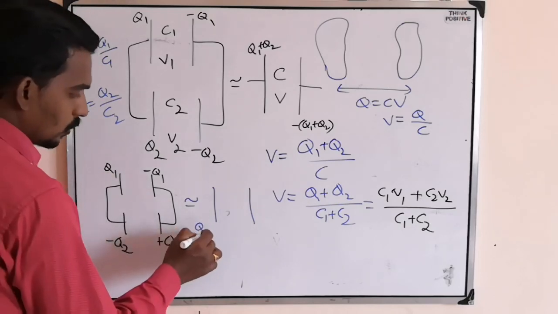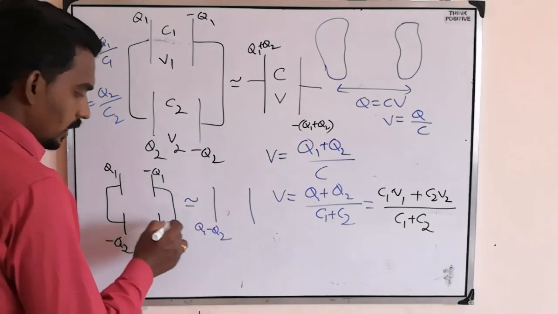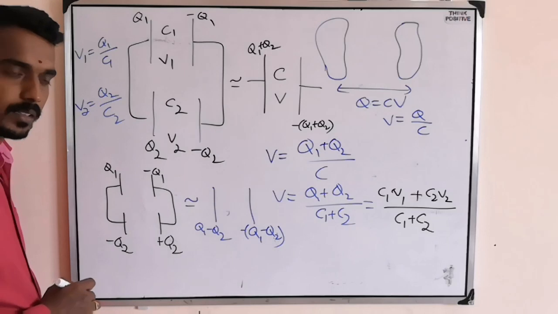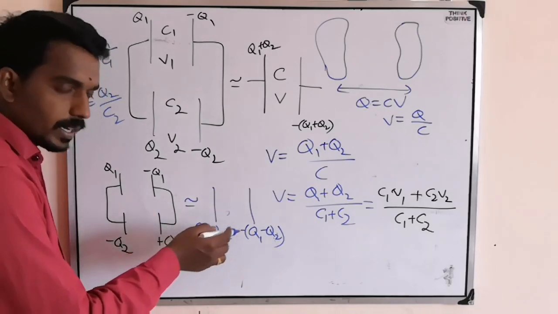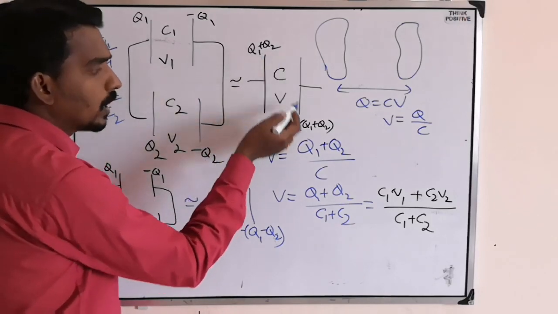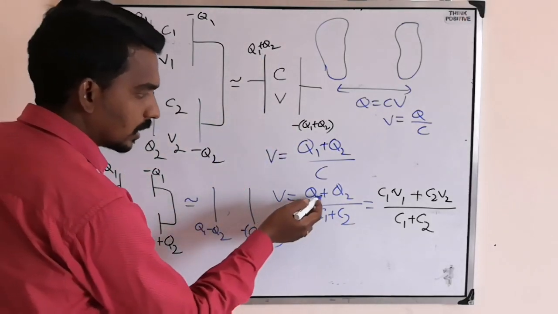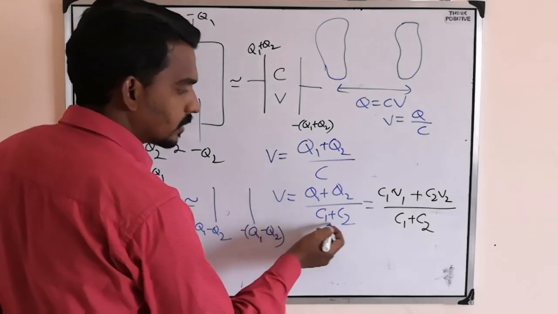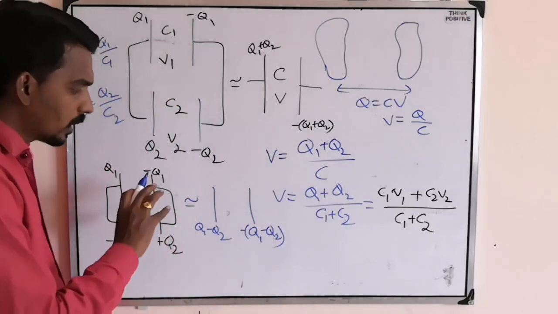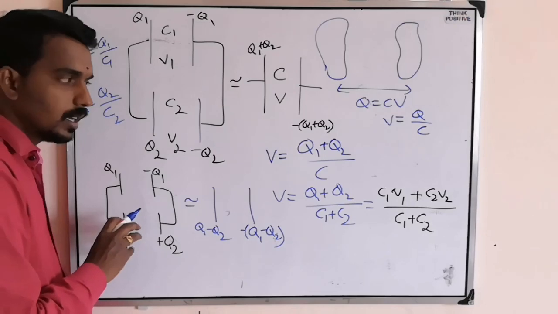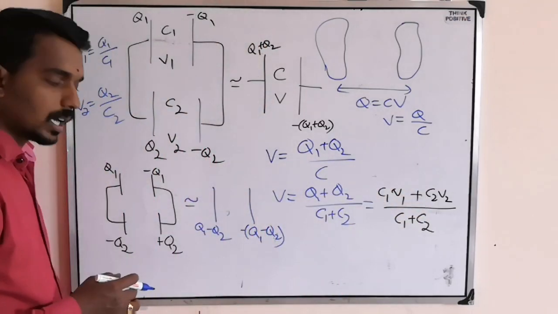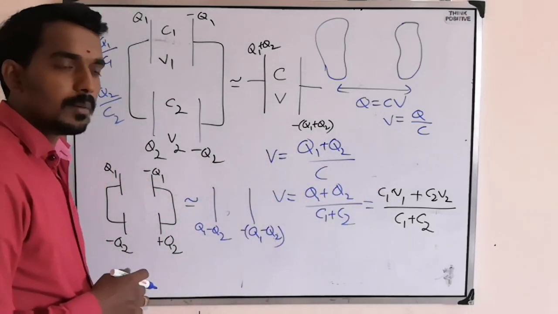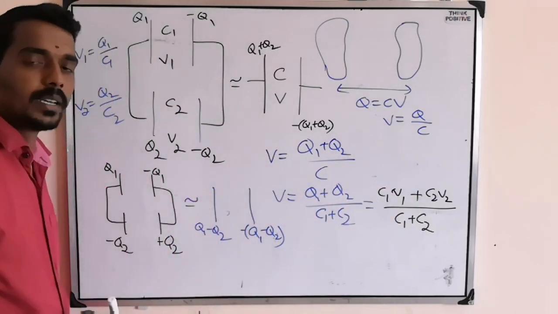Here the charge is Q1 minus Q2 for the combination. Here the charge is minus of Q1 minus Q2. Now Q1 minus Q2 is the charge, whereas here Q1 plus Q2 is the charge. But they are connected in parallel, so this remains the same, C1 plus C2. So what difference comes when polarity is reversed? Here comes minus. So the common potential now will become C1 V1 minus C2 V2 by C1 plus C2.